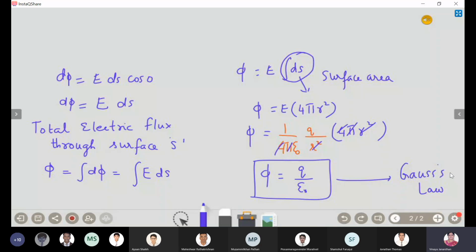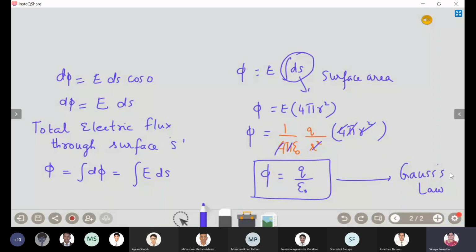Hey boys, why are you switching it off? This might be asked for 3 marks. If it is being asked for 3 marks, half a mark will be for some reasoning based question. They will ask, state and prove Gauss's theorem.